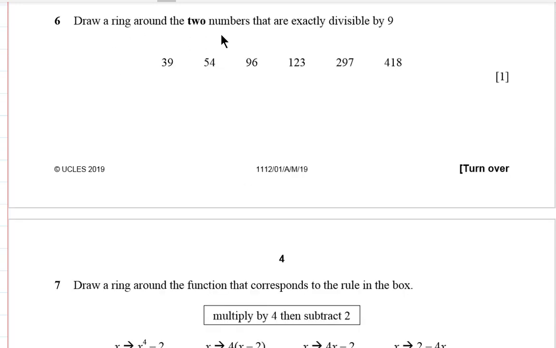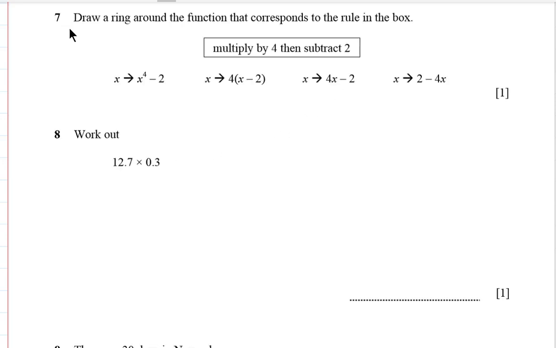Question 6. Draw a ring around the two numbers that are exactly divisible by 9. A number which is divisible by 9 has a very important property: the sum of its digits is also divisible by 9. So 3 plus 9 is 12, and 12 is not divisible by 9. Here, 5 plus 4 is 9, so 54 is also divisible by 9. 96 is not. We will find that 297 is divisible by 9 because 2 plus 7 is 9, 9 plus 9 is 18, and 18 can be divided by 9, so 297 is also divisible by 9.